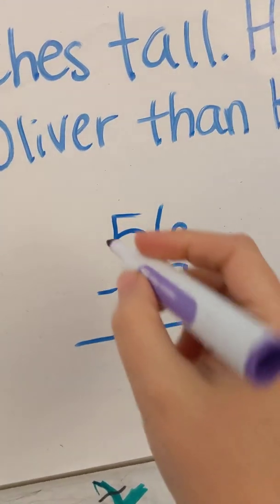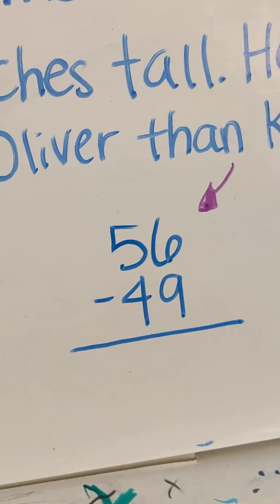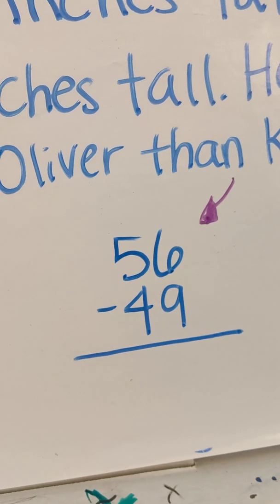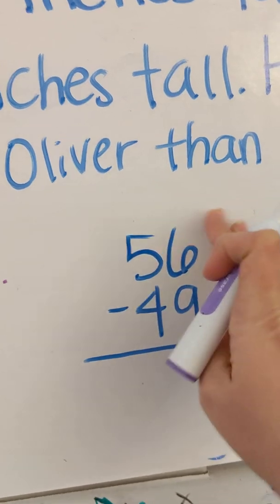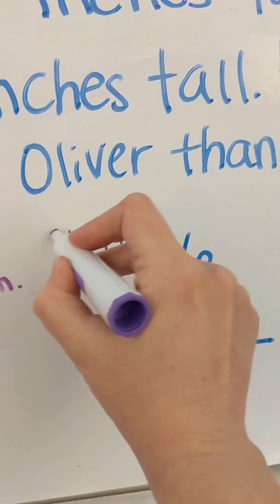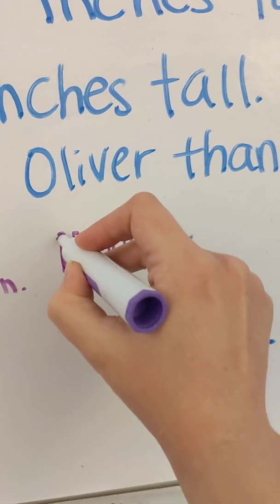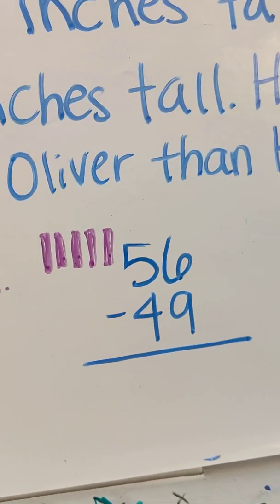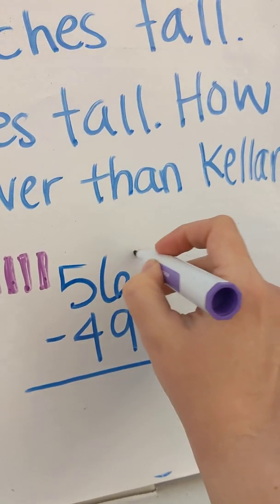Remember, I've always said with subtraction, we just draw the top number. With addition, we draw both numbers because we're joining numbers together. Here, we're taking a part from a whole. So we're only going to draw the top number. So I'm going to draw 5 tens for 50. And make them rectangles so they don't look like ones. Okay, and then 6 ones. And remember, I'm going to make those X's.